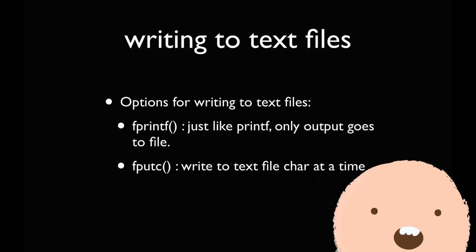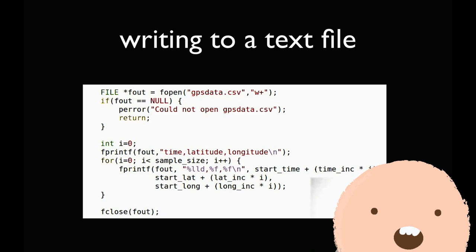It lets us write to a text file one character at a time. And finally, we have an fputs, which lets us write to a text file one line at a time. So just to pull that all together in some simple examples, I've got some code fragments here.